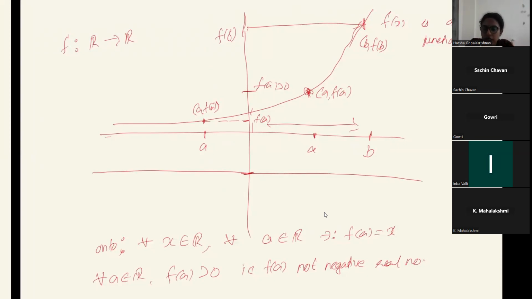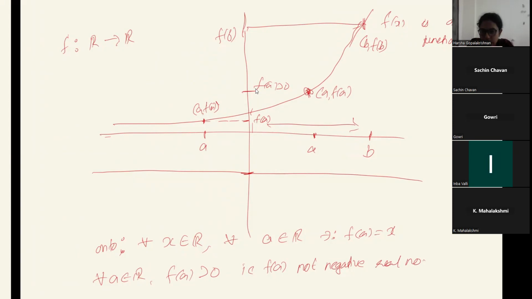See, onto to be true means the range should be complete R. That means positive and negative should be there, because the map is defined from R to R. So f of R should be complete R. But here f of R is only the positive real axis, right? Okay, so that is why the onto-ness does not hold here.